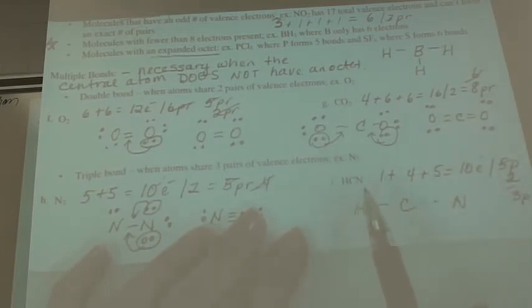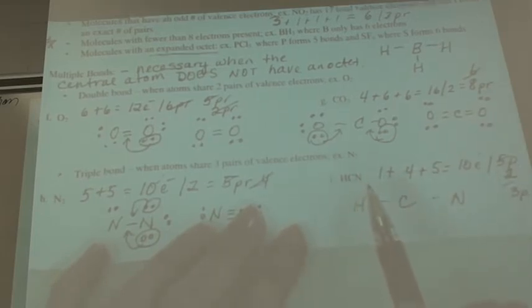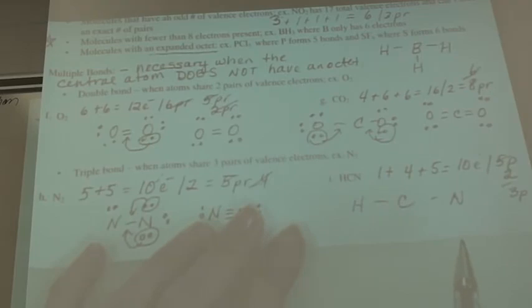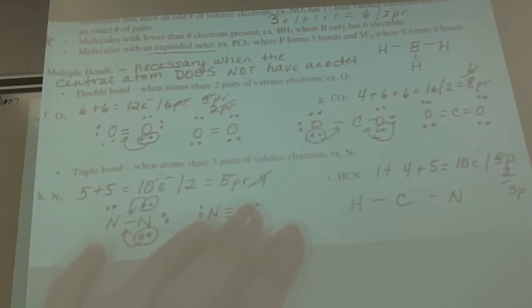What do I need to do here? Go. Where's the triple bond? What do I need to do here? Nothing. Absolutely nothing. Remember, hydrogen needs just a duet. It has one. Oh, that was tricky, wasn't it?